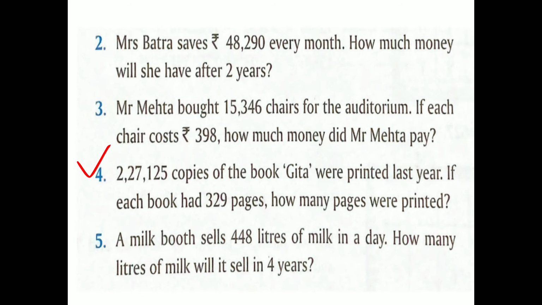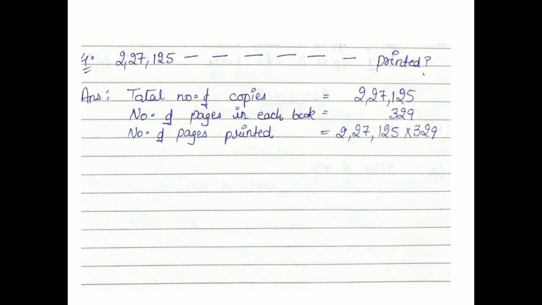Question number 4 is: there are 2,27,125 copies of a book Gita printed last year. If each book had 329 pages, you have to tell how many pages were printed. So you have to write like this. Total number of copies are 2,27,125. Number of pages in each book will be 329. And for the number of pages printed, you have to multiply. Again, bigger number you keep up and down you keep the smaller number.